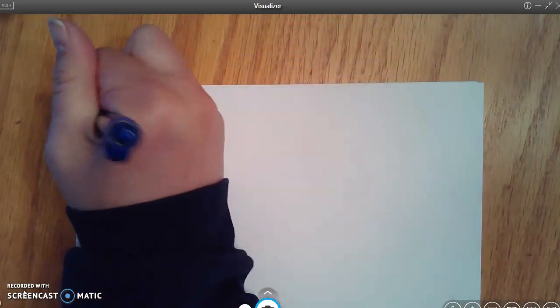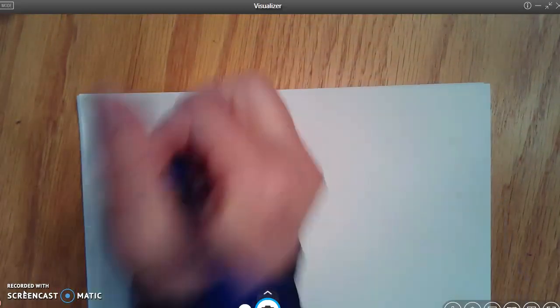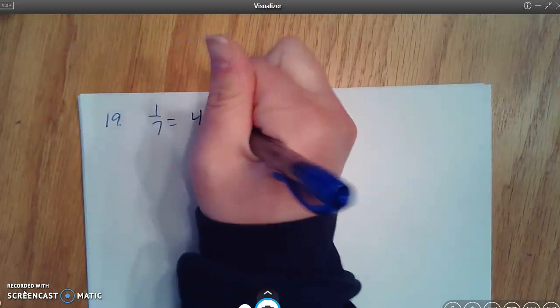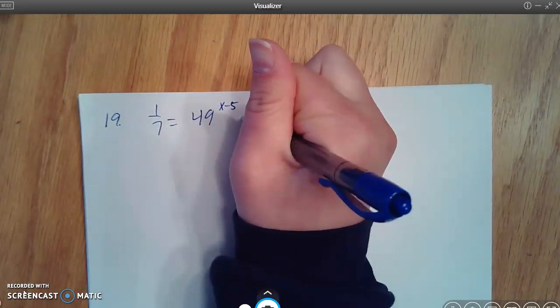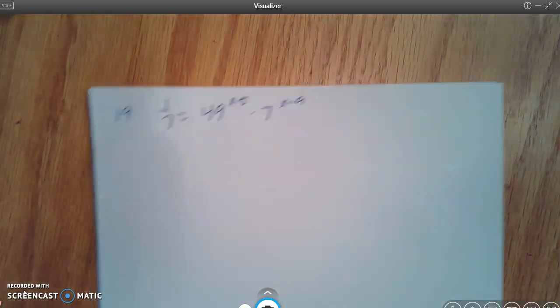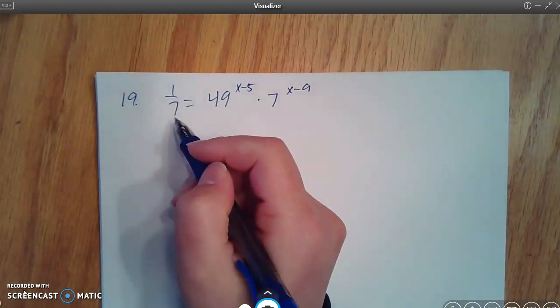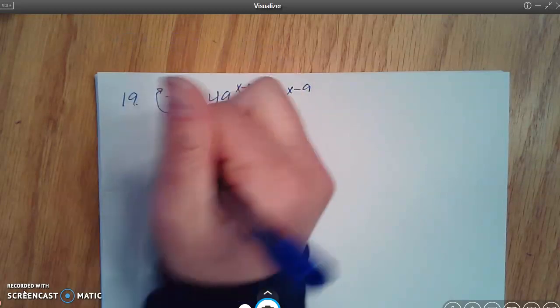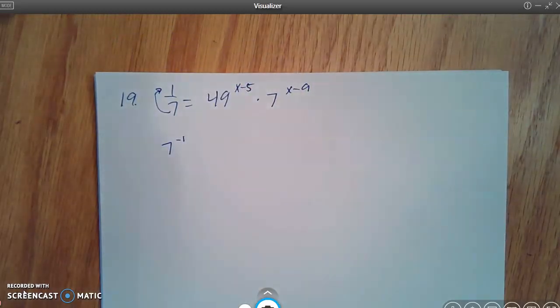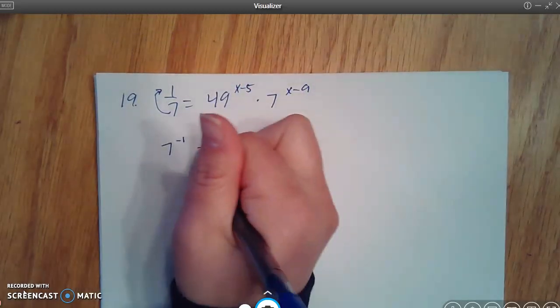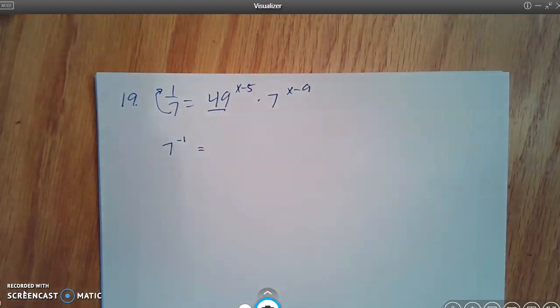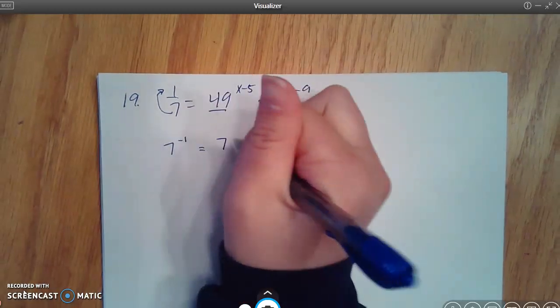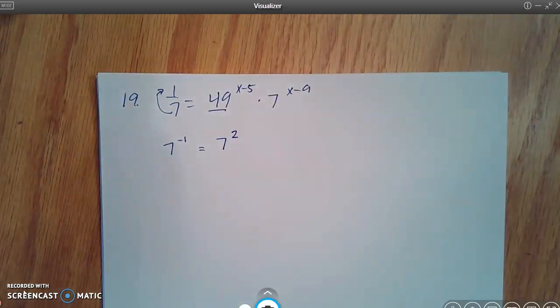Okay, I'm going to work through one more and then we'll be done. Let's do 19. For number 19, I have 1/7 is equal to 49 to the x minus 5 times 7 to the x minus 9. To get started, I don't like having a fraction, so I'm going to move this 7 from the denominator to the numerator, which changes my exponent to a negative. Since this is a base 7, we know that 49 also needs to be a base 7. So we know 7 squared is the same thing as 49.